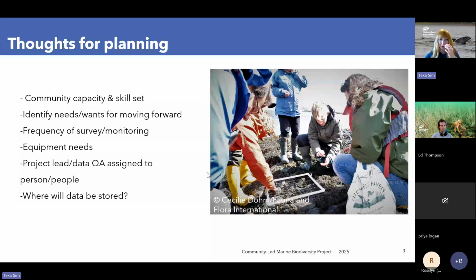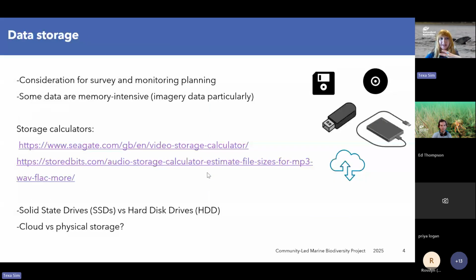So just again, looking a little bit more into the data storage. It is an important consideration because you could end up with a lot of data. Imagery data can be very, very heavy in terms of storage needs. So it's really worth thinking about if you have the right tools to store that before you go out into the field. There's actually a couple of resources online that allow you to estimate how much data a certain type of method might result in.